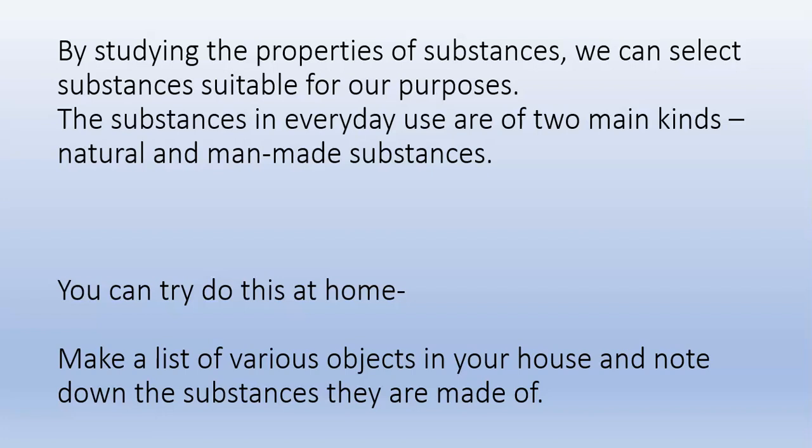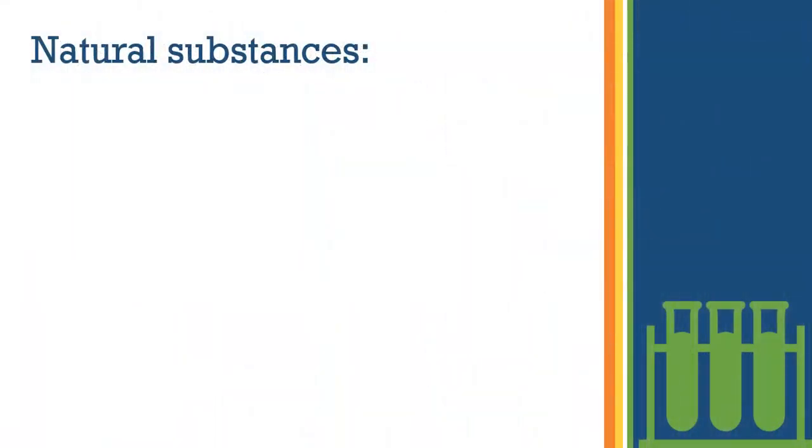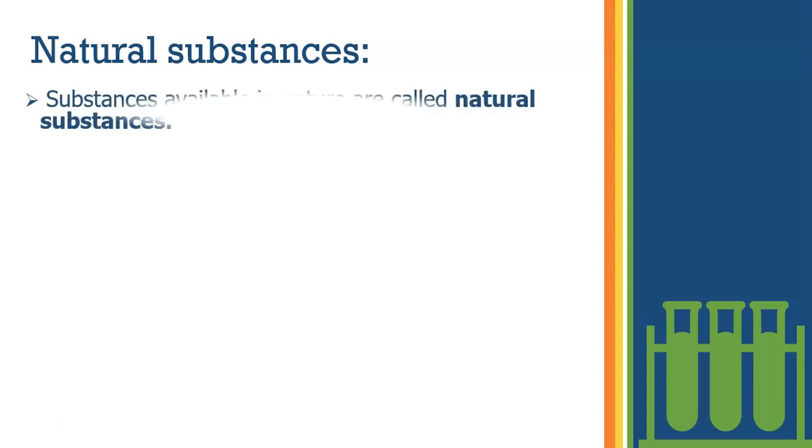Now let us come back to the chapter. As we were discussing, the substances in everyday use are of two main kinds, natural and man-made. Let us see what these are. The first is natural substances. The name itself gives us some information. Natural means something related to nature, right? Yes. Substances available in nature are called natural substances.